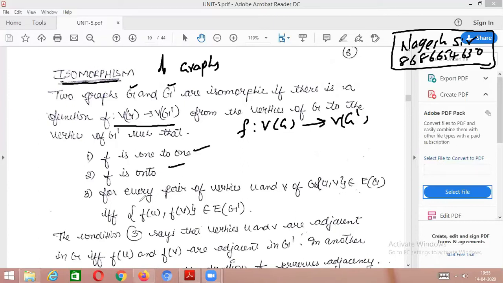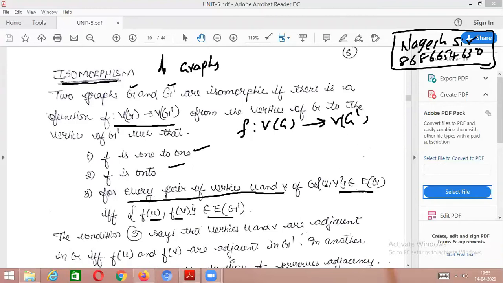Next, the third one: every pair of vertices u and v have an edge. Its meaning is, u comma v have an edge in G, then f of u comma f of v have an edge in the graph G dash, if and only if f of u comma f of v have an edge in G dash, then u comma v have an edge in graph G.